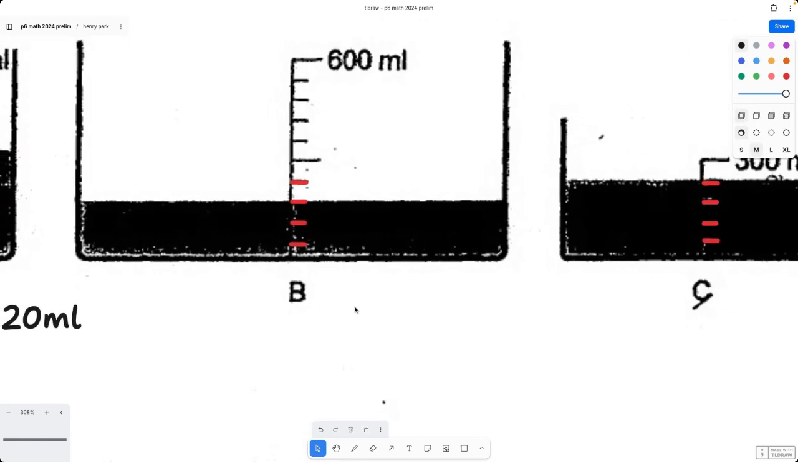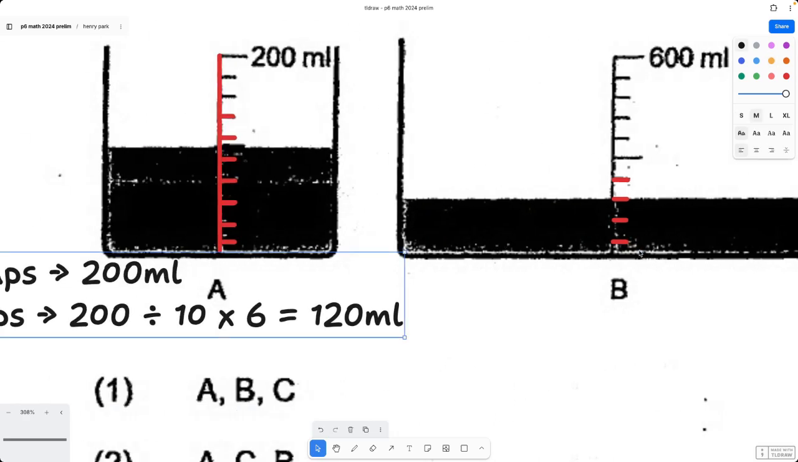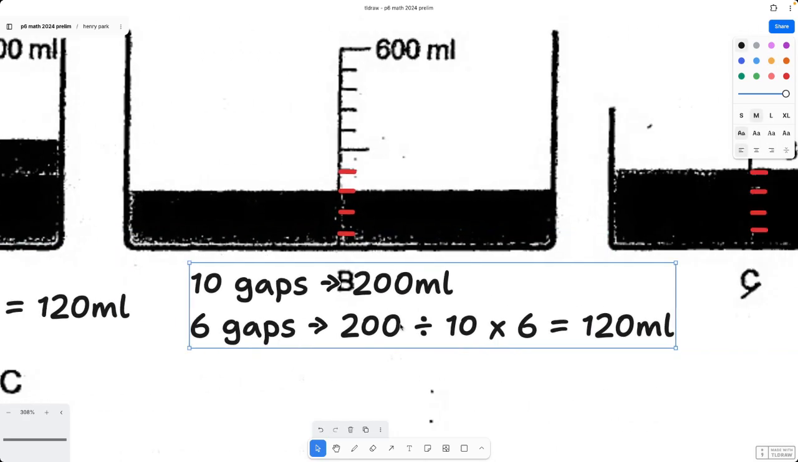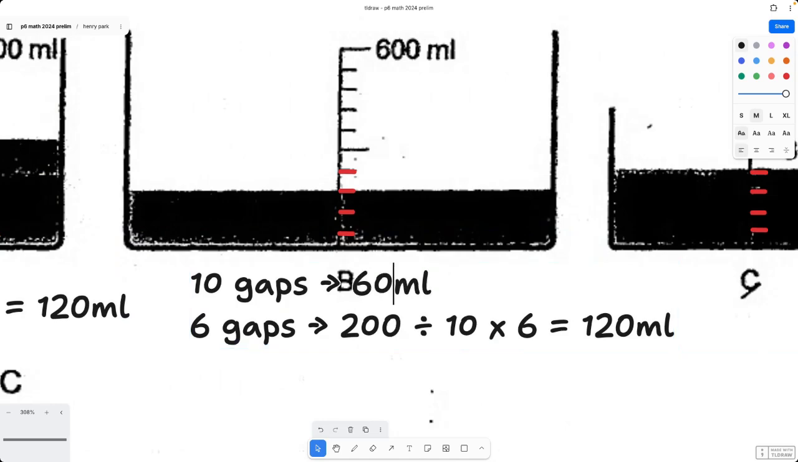Okay, let's move on to this. So number of gaps again. Let me put yellow. We have 1, 2, 3, 4, 5, 6, 7, 8, 9, 10. Same thing, so 10 gaps will be 600 ml. And this one is 1, 2, 3. So 3 gaps will then be 600 divided by 10 times 3. So 600 divided by 10 is 60, times 3 is 180 ml.